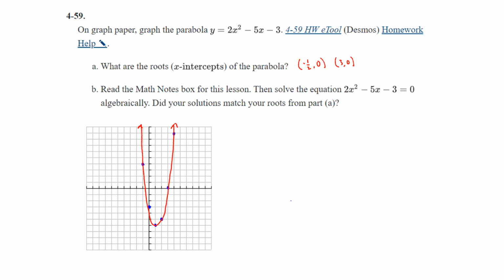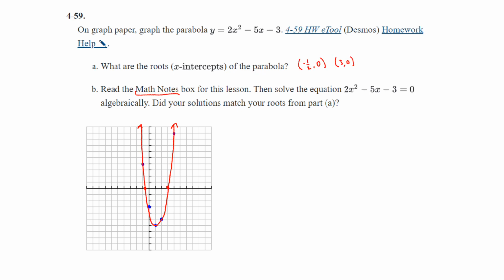On part B, make sure you read the math notes box in this lesson. Then solve the equation 2x squared minus 5x minus 3 equals 0. So they took the y value and replaced it with a 0. We're solving for the x values when y is 0, which represents the x-intercept. We're just going to do it algebraically. Did your solutions match up to your roots from part A?